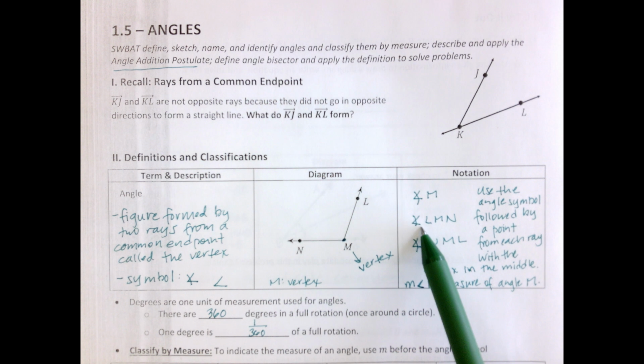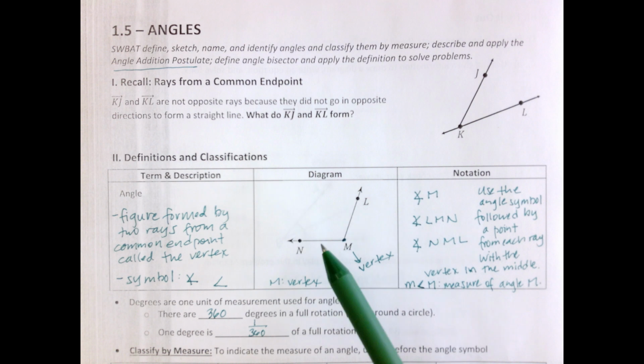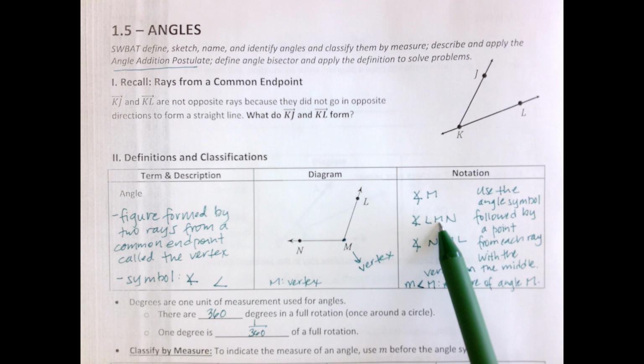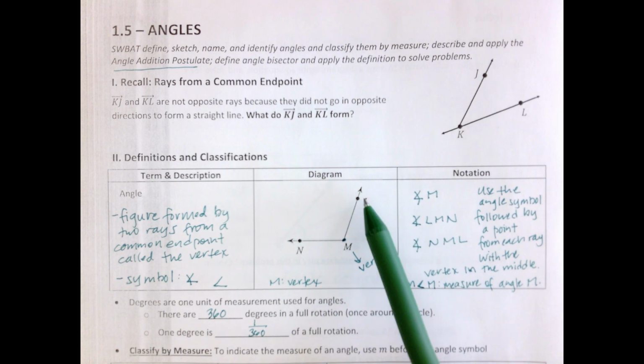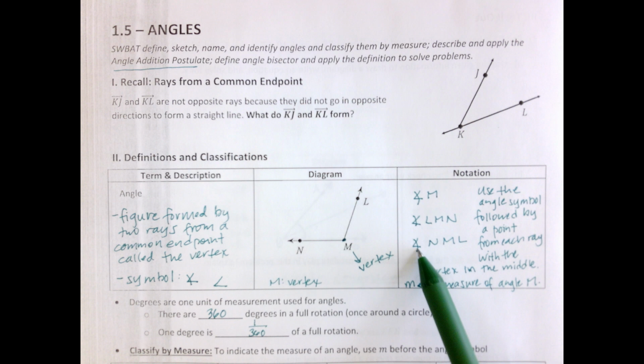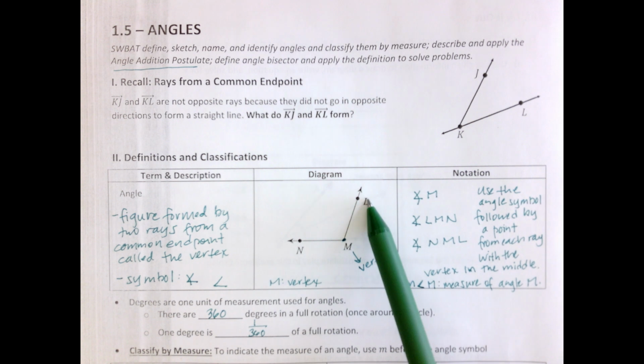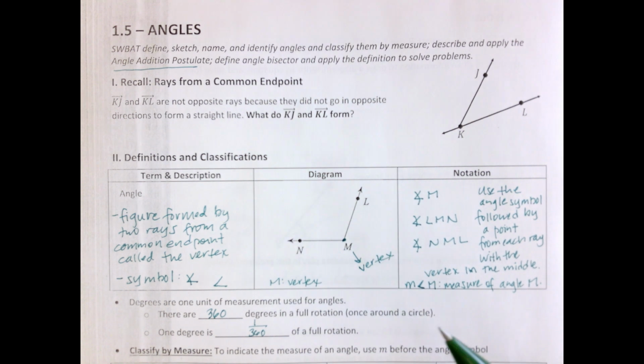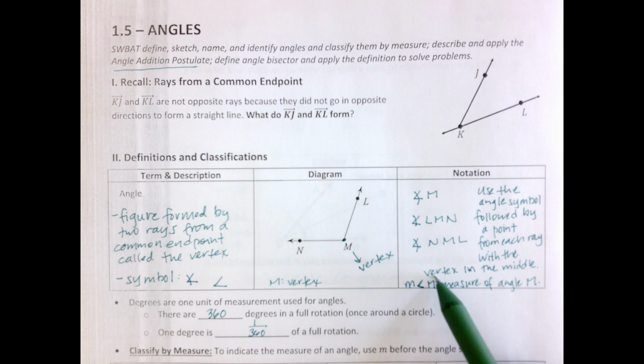You can also name this angle by the 3 points, making sure that the vertex is always in the middle. Angle LMN is one way to name this angle, or angle NML, another way to name this angle, okay? So use the angle symbol followed by a point from each ray with the vertex in the middle.